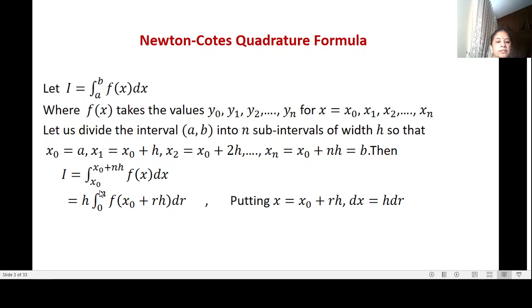Now look at the limits. When x is equal to x0, lower limit is x0, we have x0 is equal to x0 plus rh, or x0 minus x0 is equal to rh. That is, rh is equal to 0 implies r is equal to 0, right? Because h is not equal to 0. Therefore, lower limit is equal to 0. Now, upper limit is x0 plus nh. So, substitute x is equal to x0 plus nh. We have x0 plus nh is equal to x0 plus rh, or x0 plus nh minus x0 is equal to rh, or nh is equal to rh implies r is equal to n, correct? So upper limit is equal to n and lower limit is equal to 0. Therefore integral reduces to h into integral from 0 to n f of x0 plus rh dr. I hope it is clear.